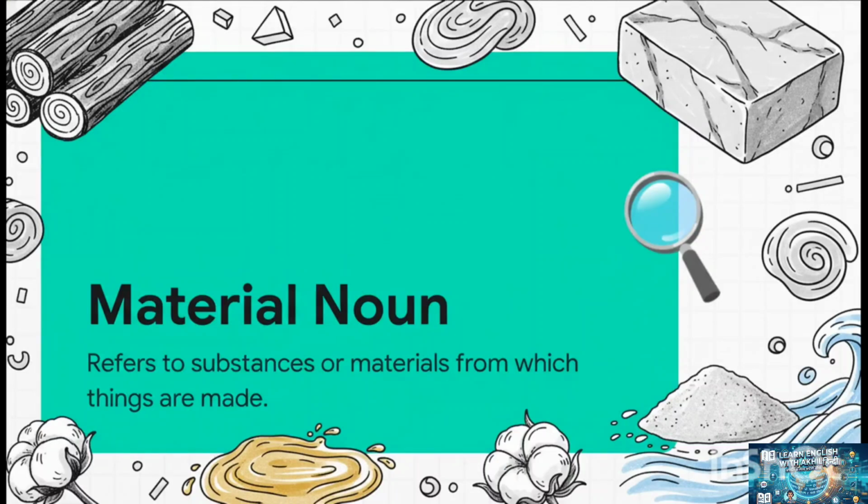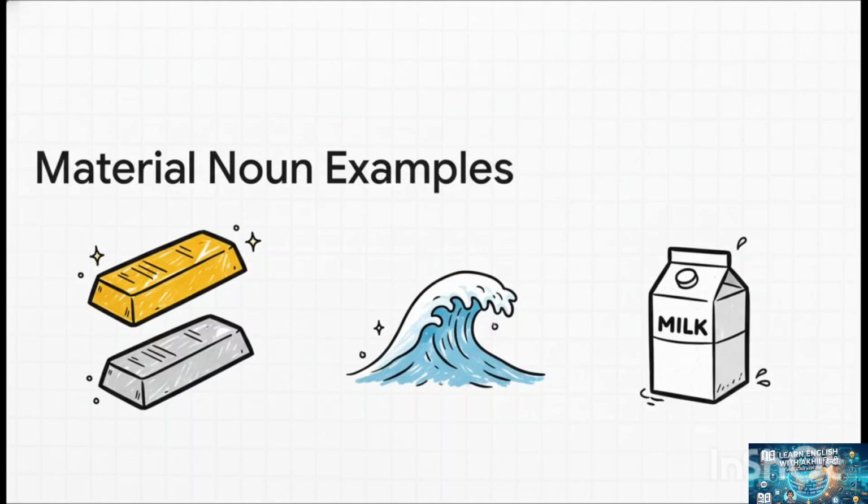And these are really straightforward. They're simply the names for the raw materials or substances that other things are made from. This is literally the stuff of our world. For example, gold and silver are materials used to make jewelry. Water and milk are liquid substances. These are the basic ingredients of the physical world. And yep, they each get their own special category of noun.